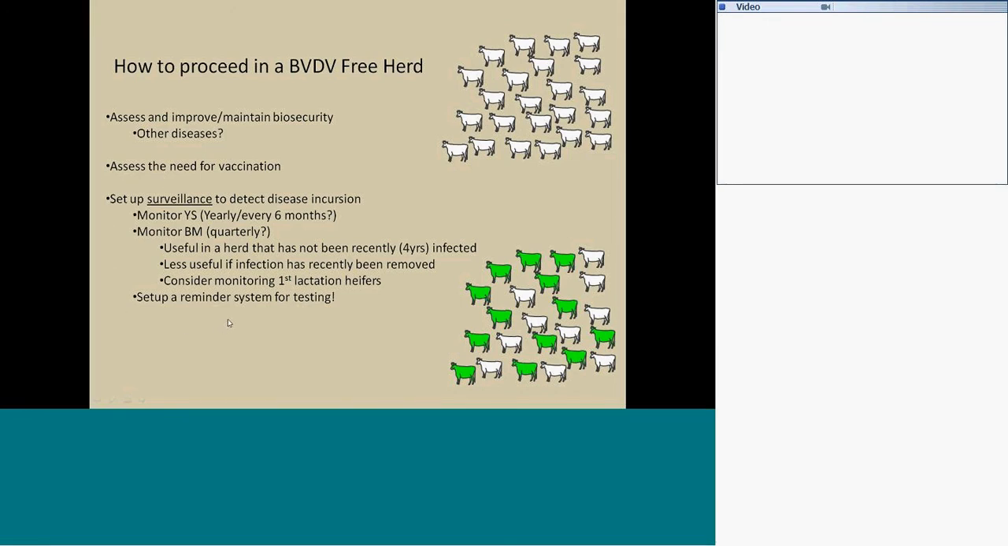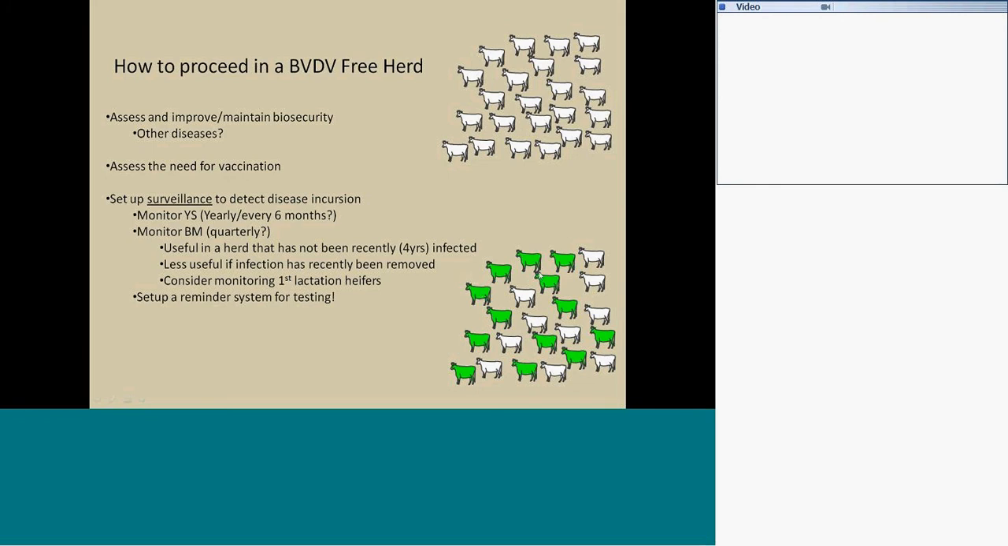Then the other big thing, I think, is to set up a surveillance system to monitor for disease incursion into your herd. A farmer I was working with, he had a PI, we'd found it, we culled it out, and we got him BVD free. We undertook surveillance on a yearly basis for the young stock and quarterly for the milk samples, and when we tested 10 young stock one year, we found that 2 or 3 of them had started to seroconvert, so 2 or 3 of them had gone green.